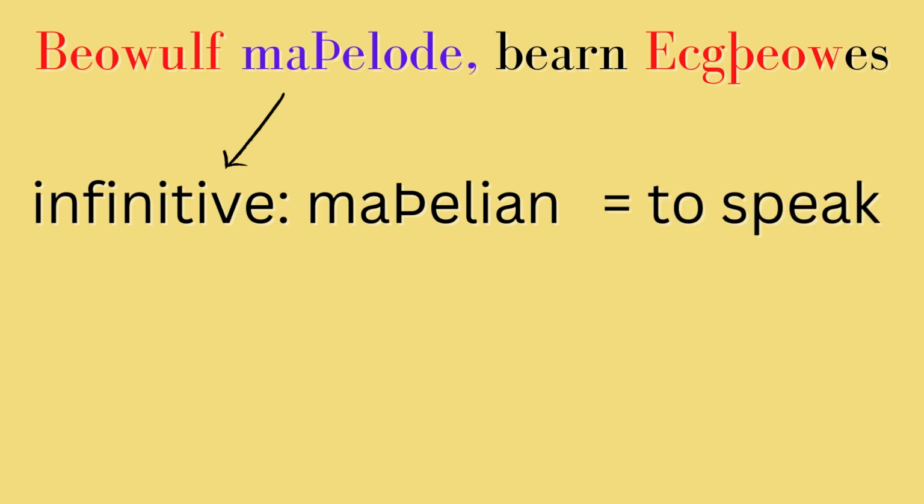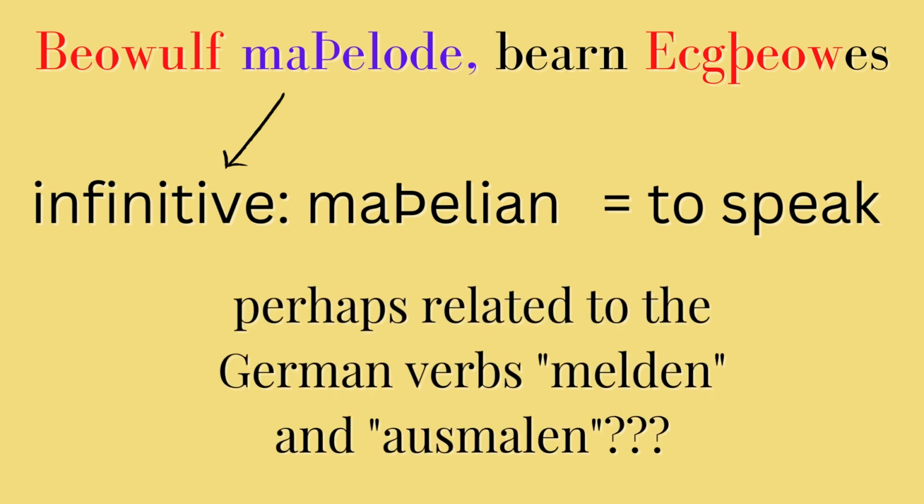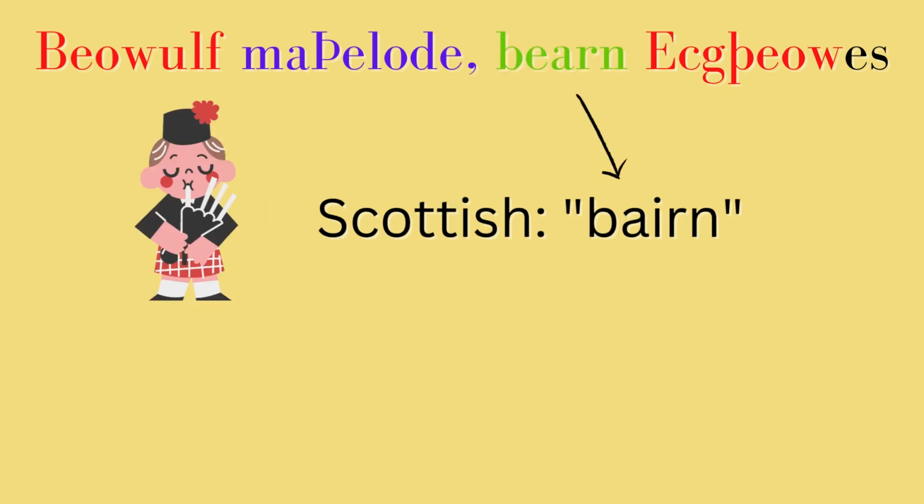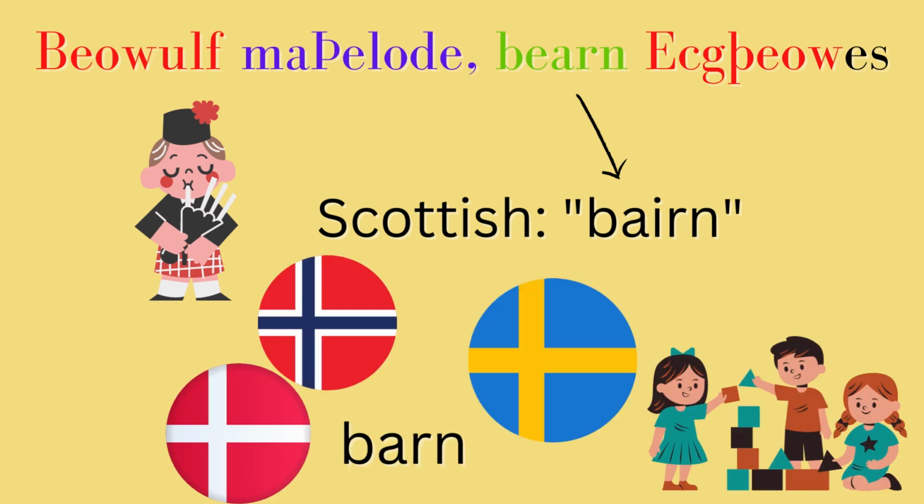That reminds me of 2 similar German verbs, melden, which means to report, and ausmalen, to illustrate. But I don't know if any of these 2 words are actually related to mathelian. Bairn is still used in Scotland for wee ones, for children, just spelled a little bit different. All 3 major Scandinavian languages, Danish, Norwegian, and Swedish, use the word barn for child. So you can see connections there.